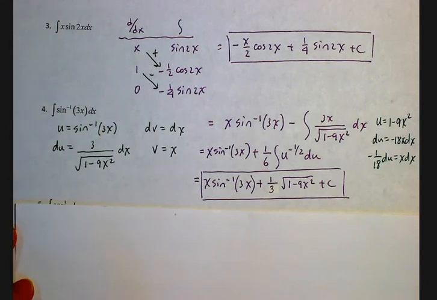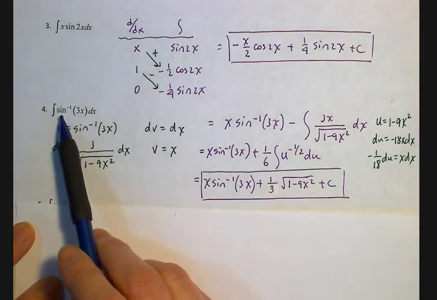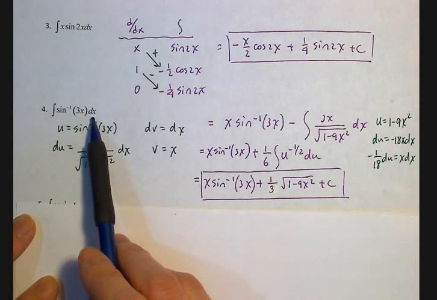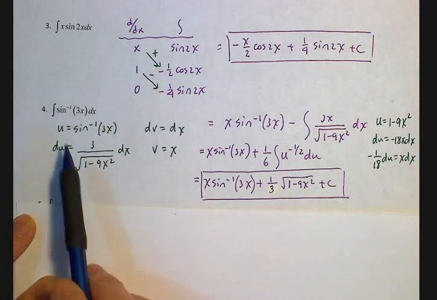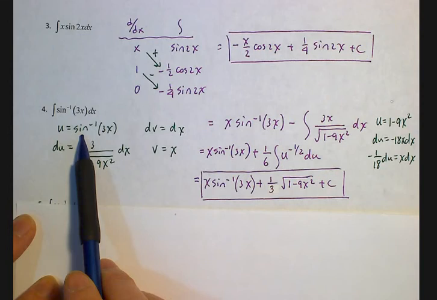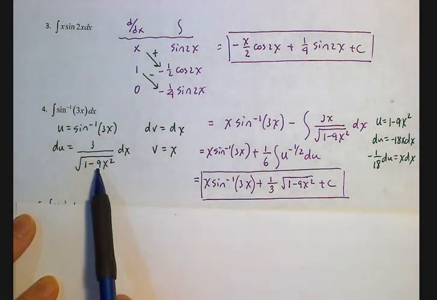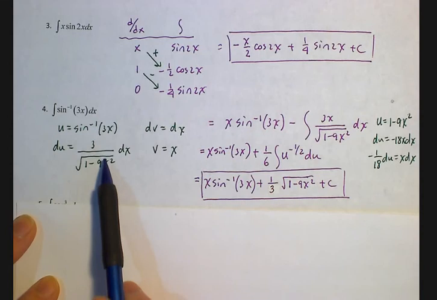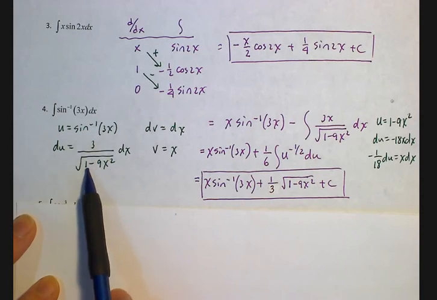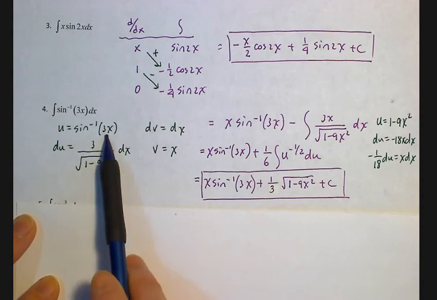Okay, problem number 4 is the inverse sine of 3x dx. So I'll use the integration by parts. So I'm going to let u equal inverse sine of 3x. So if you take that derivative, I have to use a chain rule. So it'll be 1 over the square root of 1 minus, and then it's going to be 3x quantity squared.